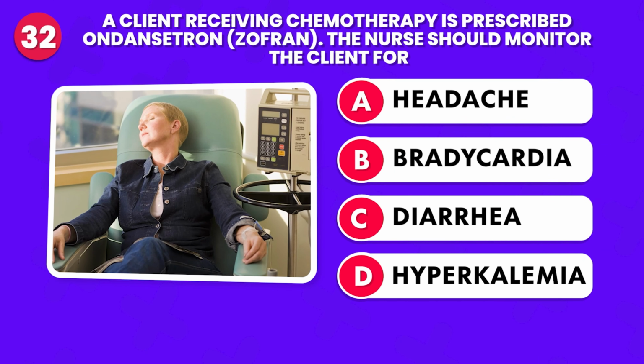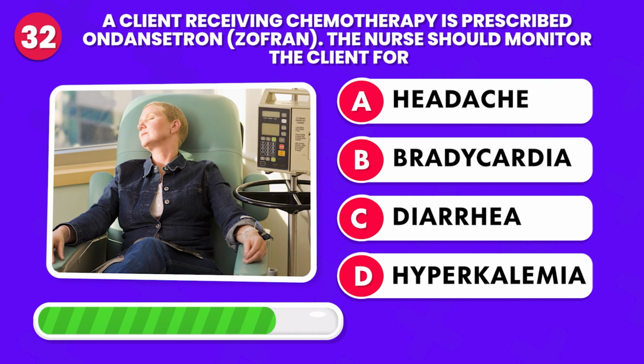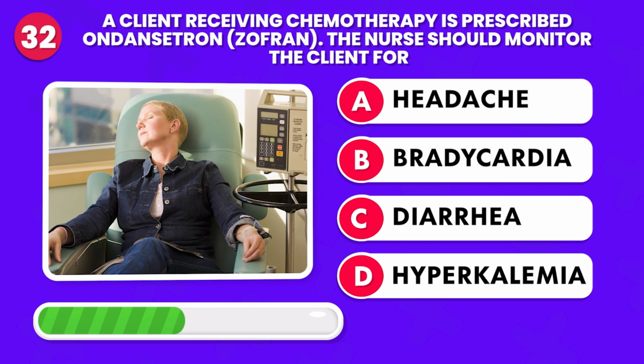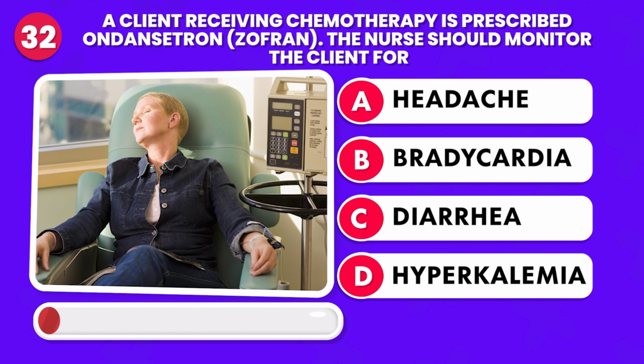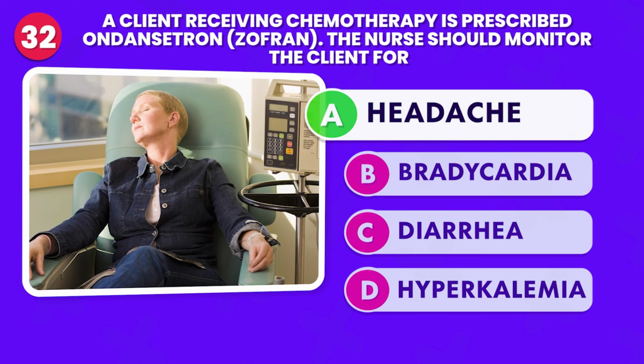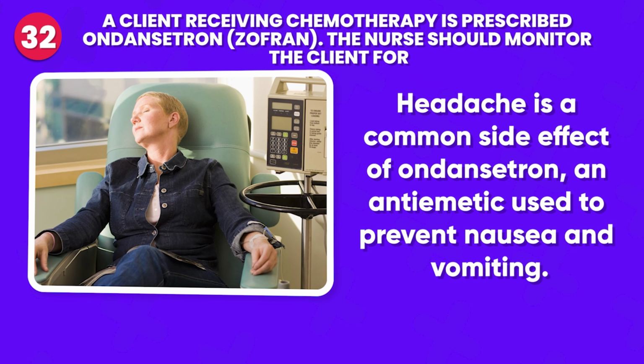A client receiving chemotherapy is prescribed ondansetron, Zofran. The nurse should monitor the client for: A. Headache. B. Bradycardia. C. Diarrhea. D. Hyperkalemia. It's A. Headache. Headache is a common side effect of ondansetron, an antiemetic used to prevent nausea and vomiting.